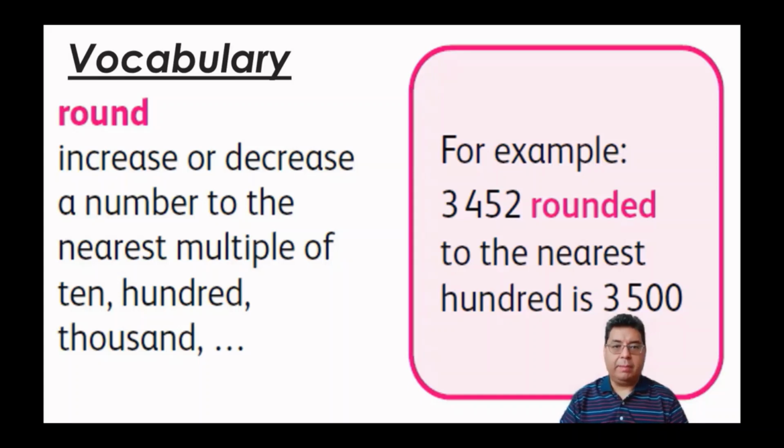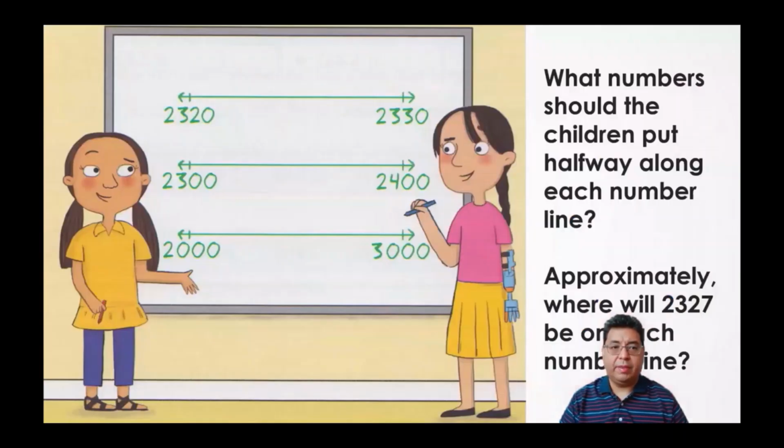So the only vocabulary word we're going to use today is the word round, which will increase or decrease a number to the nearest multiple of 10, 100, 1,000, etc. For example, 3,452 rounded to the nearest 100 is 3,500. So let's go ahead and take a look at some more on this now.